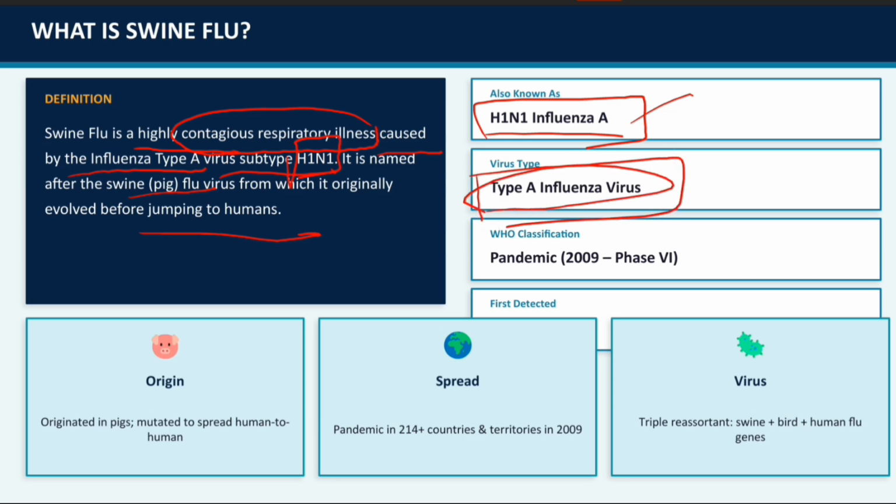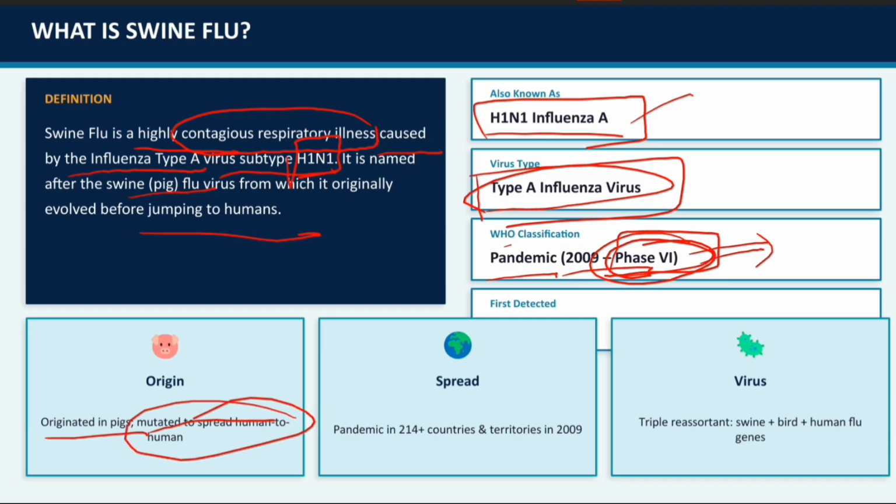influenza virus. In 2009 WHO declared this swine flu as a pandemic, phase 6, which is the highest alert level, meaning this is very dangerous. It originated in pigs and mutated to spread human to human. Swine flu was first detected in 2009 and it quickly spread to 214 plus countries and territories. And one important thing to remember, the H1N1 virus is a triple reassortant virus.